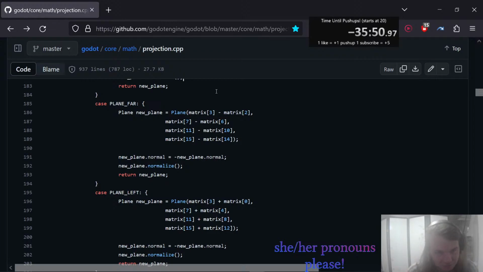Whatever. Equals Plane(matrix[3] - matrix[2], matrix[7] - matrix[6], matrix[11] - matrix[10], matrix[15] - matrix[14]); These parentheses are gonna just kill me. Semicolon. new_plane.normal = -new_plane.normal; new_plane.normalize(); return new_plane.